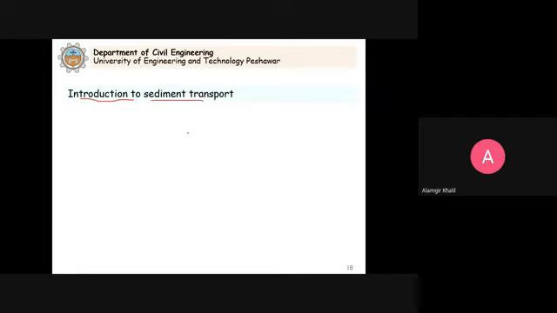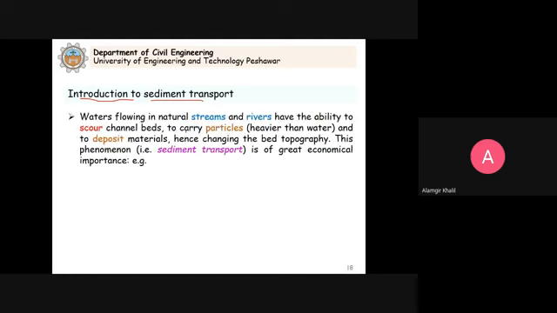Now, this is actually a full course, as I explained before, but we will try to cover some basics related to sediment transport. First I will try to highlight why we need to study this topic, and then we will try to cover some basic topics within the allowable time in this lecture and in the next lecture. So let us start with some basics.